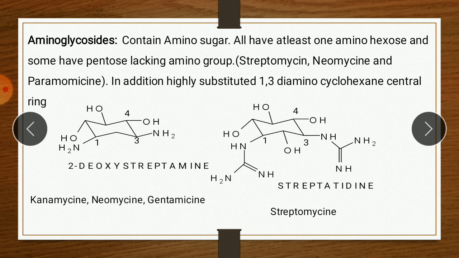Another type of cyclohexane ring is called streptidine. An example is streptomycin. So streptomycin contains this streptidine ring as a central ring. So these are the two types of cyclohexane ring.